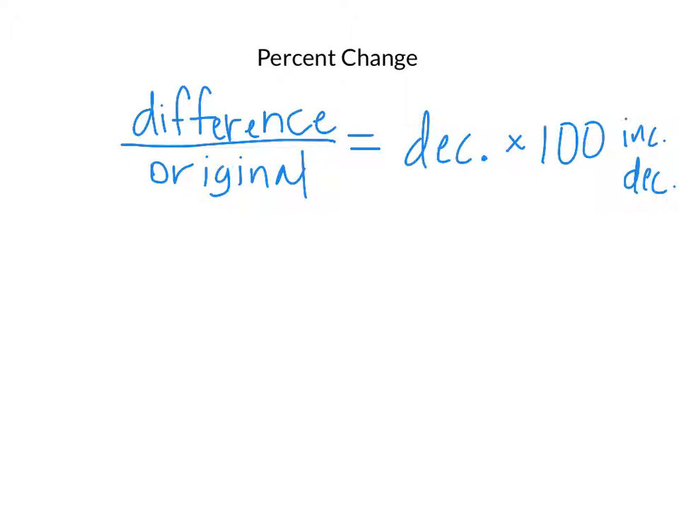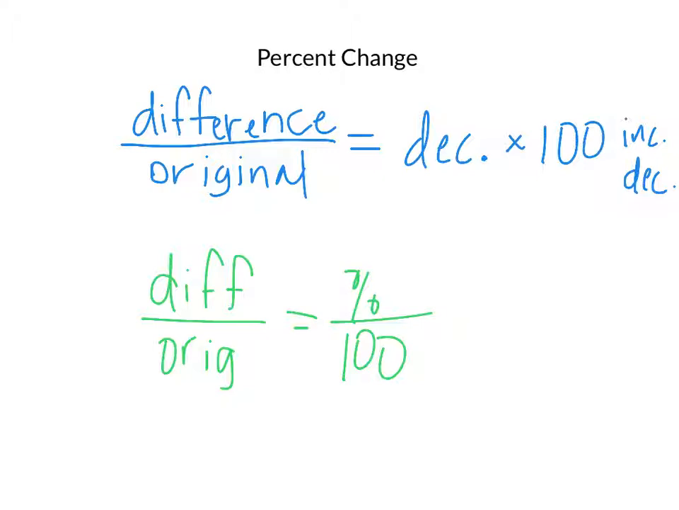Now those of you who like proportions, and this is just the way that I usually do it, with proportions you can actually do difference over original equals the percent over 100. And then you wouldn't have to multiply by 100 because you've already multiplied by the 100 here. So let's do a couple of problems.